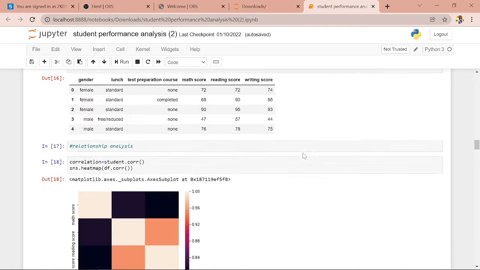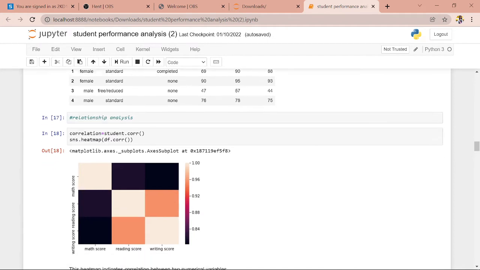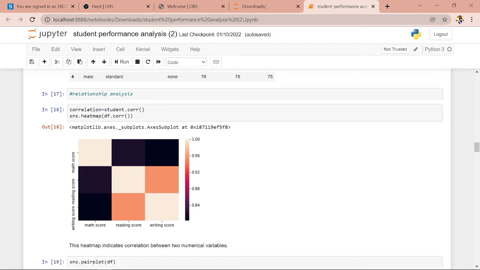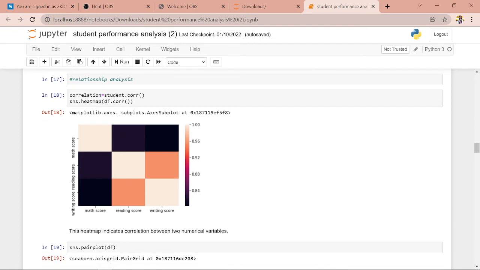Next, relationship analysis. Here are some graphical study methods to quickly analyze the data. correlation = student.corr(), and sns means seaborn, standard heat map of df.corr(). It explains the heat map indicates correlation between the numerical values: math score, reading score, and writing score.